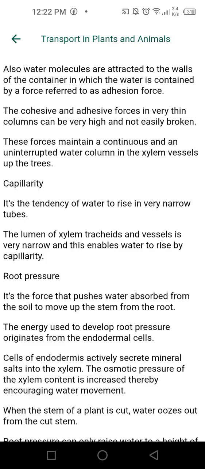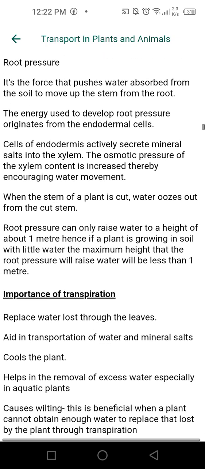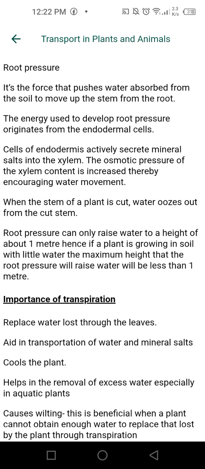Root pressure. It's the force that pushes water absorbed from the soil to move up the stem from the root. The energy used to develop root pressure originates from the endodermal cells. Cells of the endodermis actively secrete mineral salts into the xylem. The osmotic pressure of the xylem content is increased, thereby encouraging water movement.